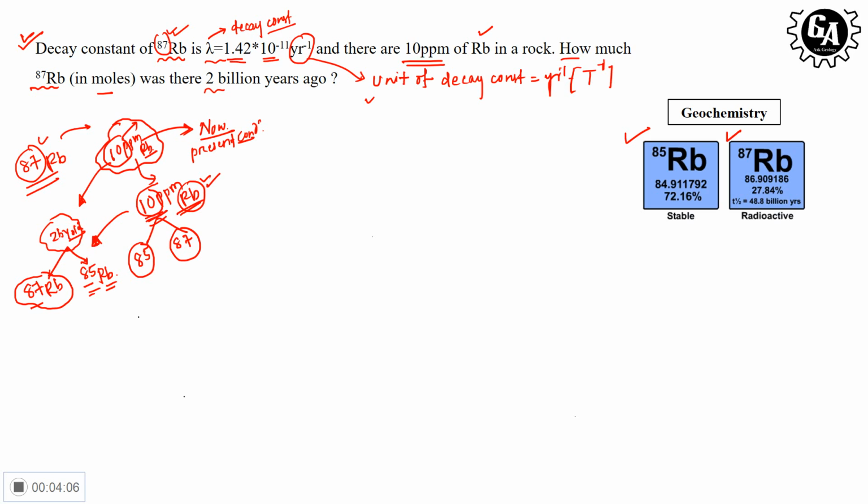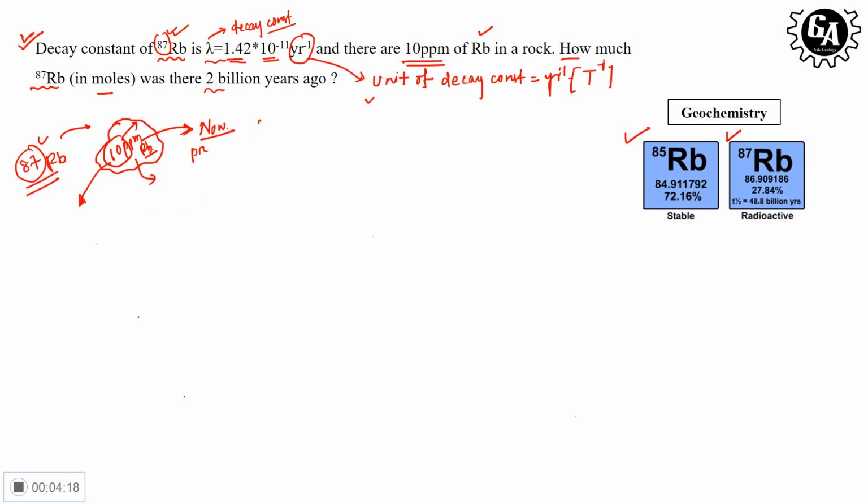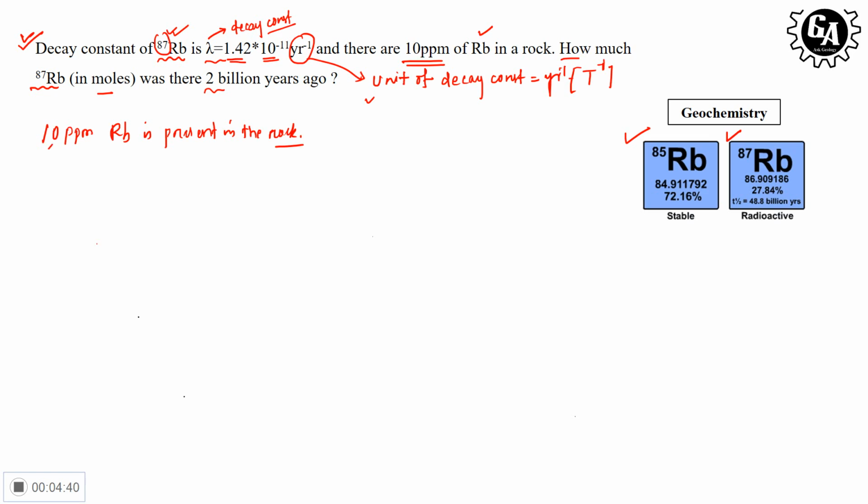Let's erase these things. It is going to be a bit longer, maybe 10 to 15 minutes, because I want all of you to understand these questions. So, what is given? 10 ppm rubidium is present in the rock, and within this 10 ppm both 85 and 87 are present. We have to concentrate on 87 only.